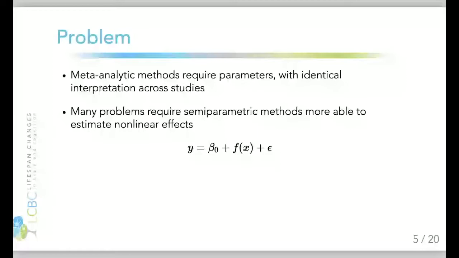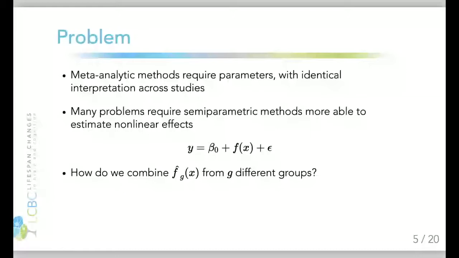On the other hand, a lot of problems require semi-parametric methods, where rather than estimating regression parameters, you estimate some nonlinear function, say f of x, but it might also be f of x1, x2, x3, a high dimensional function, which is typically nonlinear. And the question is, how do we then combine estimates of this function from g different groups? We're assuming that we're not able to share the data. We just need the groups to cooperate. They fit their models, and we want to get the meta-analytic fit in order to improve statistical power.